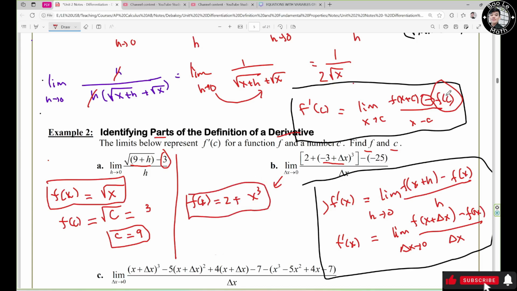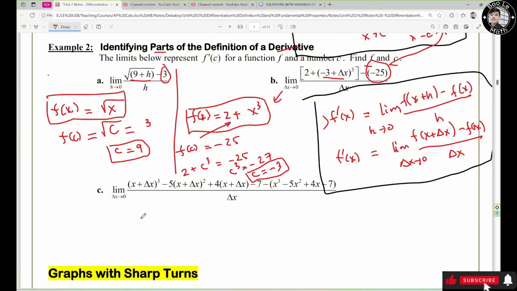Now, in order to solve for c, you're going to look at this one right here. This guy is actually f of c, right? So you have f of c equals negative 25, right? Now, you substitute c for s into this function. So you have 2 plus c cubed equals negative 25. So c cubed equals negative 27 and c equals negative 3. Alright, now let's move on to question C.